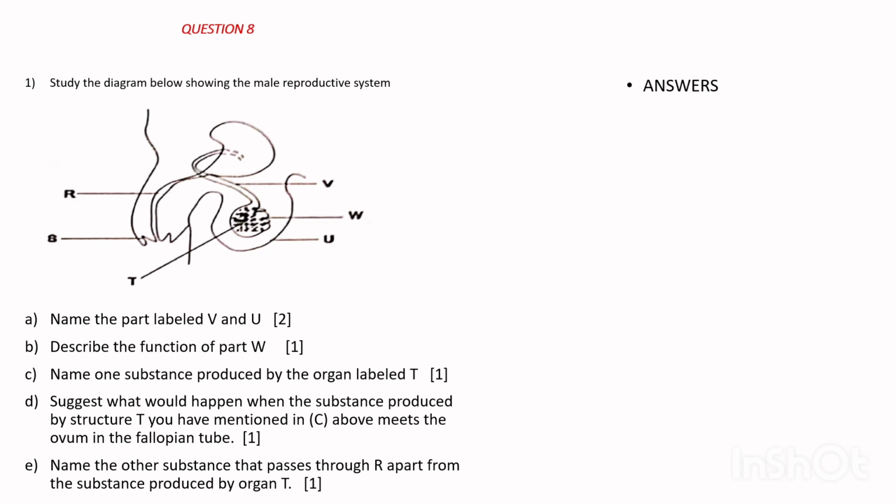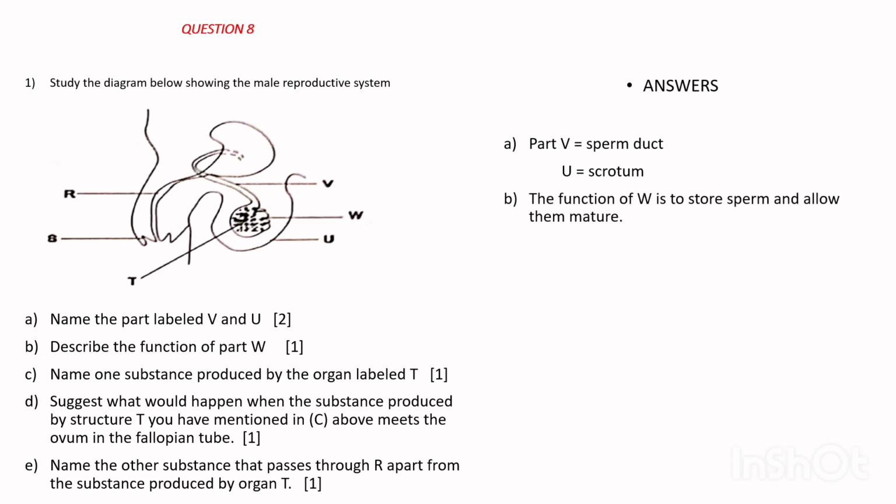Okay, question 8, the last one. Study the diagram below showing the male reproductive system. Question A. Name the part labeled V and U. Part V, sperm duct. Part U, the scrotum. Question B. Describe the function of part W. So the function of part W is to store sperm and allow them to mature.